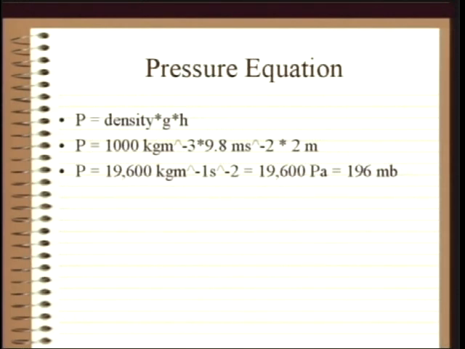And to convert that to millibars, divide by 100. So 19,600 pascals is equal to 196 millibars. So from that you can see that if you're in water, the pressure changes very rapidly going down underneath the surface of the water, where in the atmosphere the pressure changes more gradually since the density of air is much less than the density of water.